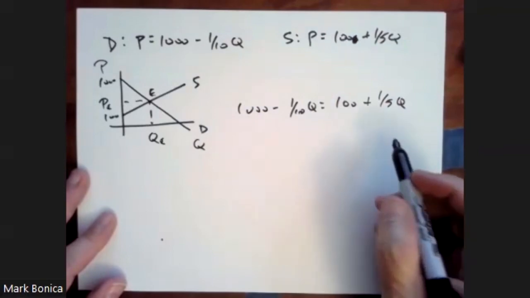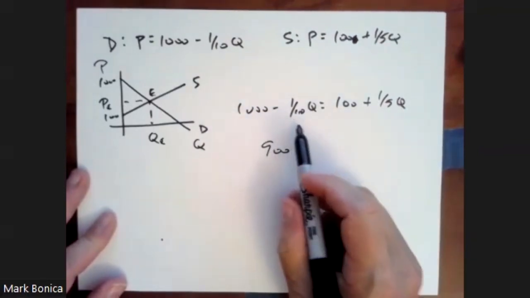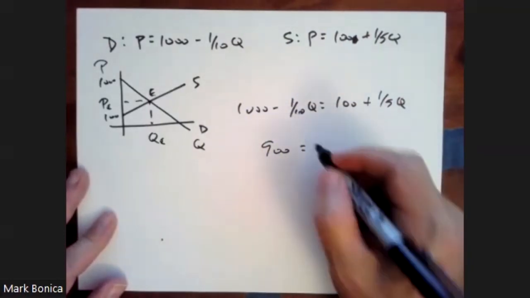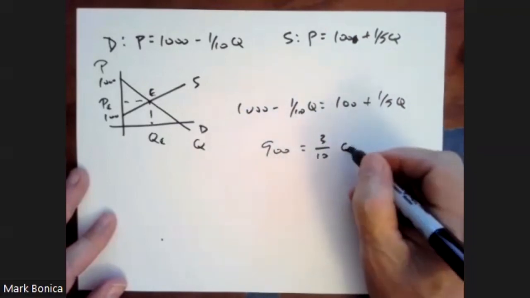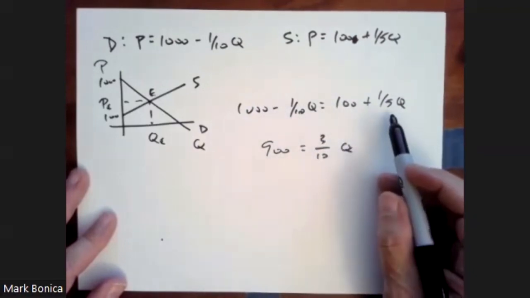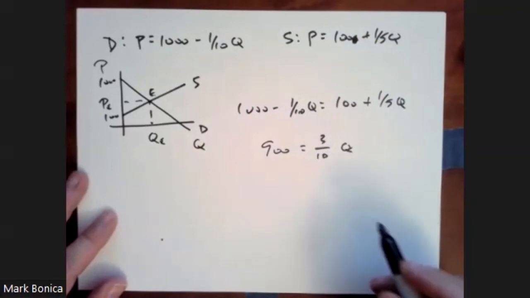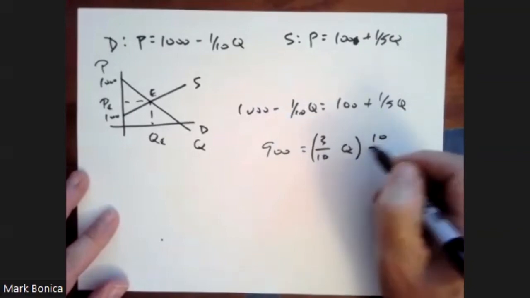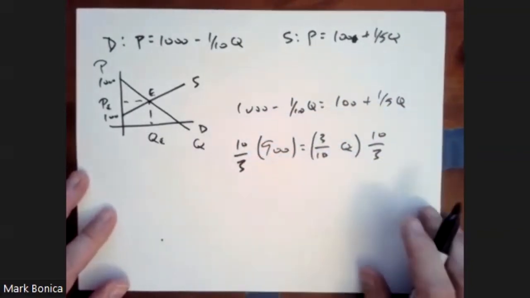All right, so now we consolidate terms, subtract 100 from both sides. We get 900. Add 1/10 Q to both sides to get rid of the 1/10 Q, and we get 3/10 Q, because 1/5 is equal to 2/10. So if I add 1/10 Q to 2/10 Q, I get 3/10 Q. And then to get rid of the 3/10, I multiply by 10 over 3.